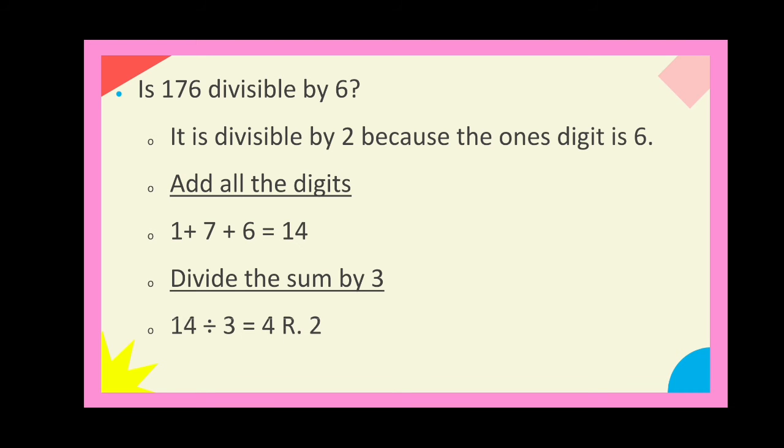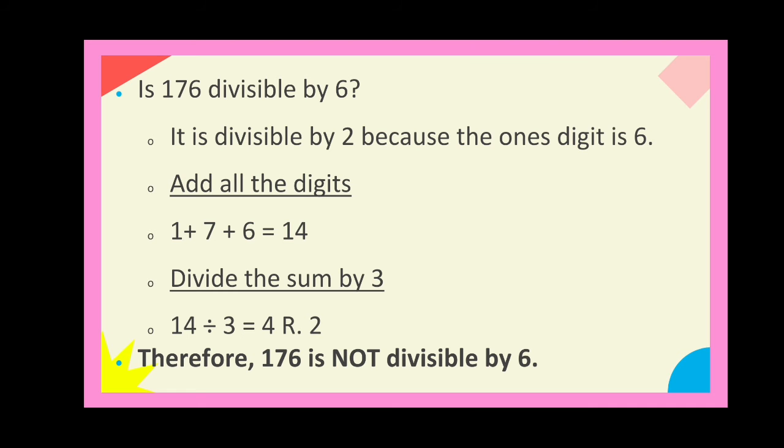At dahil may remainder, that means hindi divisible by 3 ang 14. At hindi rin divisible by 3 ang 176. So, dahil divisible lang by 2 ang 176 at hindi naman siya divisible by 3, hindi rin siya divisible by 6.